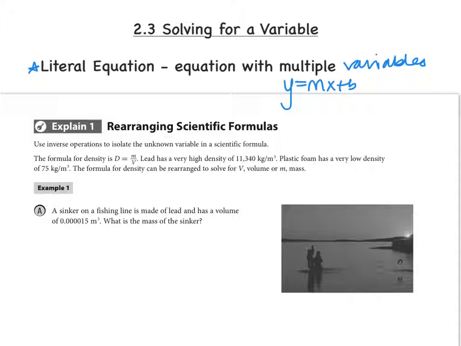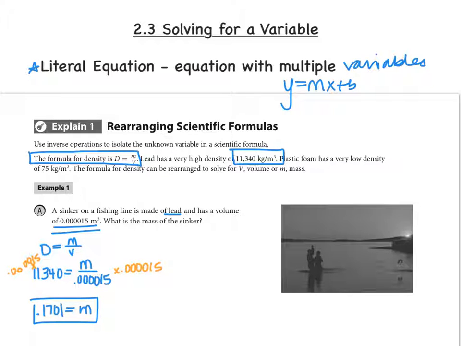All right, so if you will take a second to try example 1, they give you the formula for density, and they are talking about something made of lead. So they give you the density. The lead has a very high density right here, and they give you the volume, and they're asking you to solve for the mass. So I want you to pause the video, try to plug in those variables, and see if you can solve for the mass.